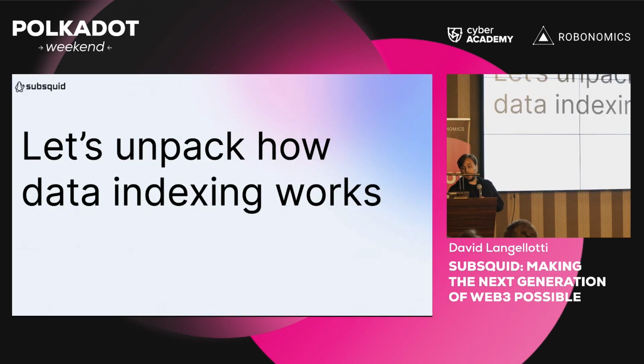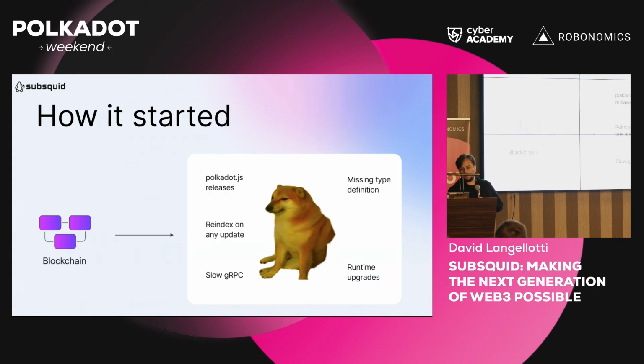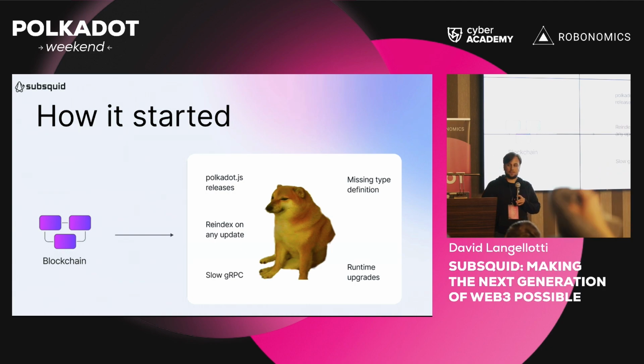So let's look at how data indexing works. Before there were tools for data indexing in Web3, we basically had the blockchain, and this is a very Polkadot-centric picture, because we've got Polkadot.js there. The developer had to figure out a way to get data despite changes in the Polkadot.js library, updates to the chain. Like everybody here, I think, has heard of runtime upgrades. I think they've been mentioned earlier. Missing type definitions and slow gRPC. That can be an issue. Like you have access to a single gRPC and that's very slow.